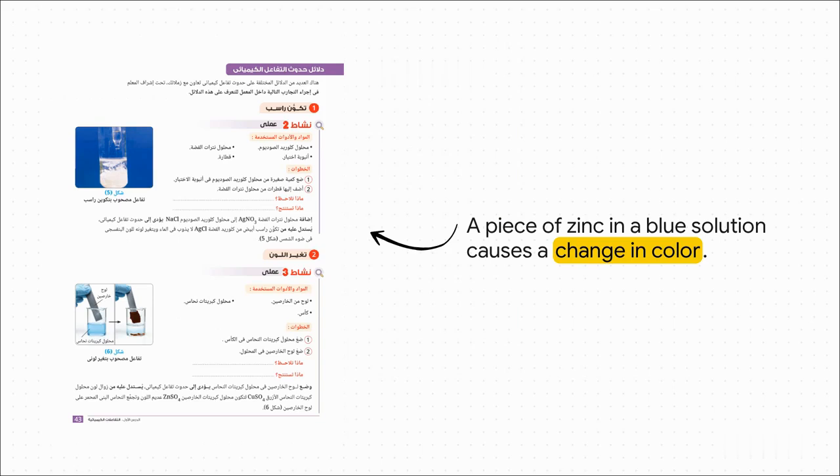Clue number 2, a change in color. Now check this out. We put a piece of zinc into this bright blue liquid, and as the reaction happens, you can see the blue color literally disappearing. This isn't like adding water to paint to make it lighter. The actual chemical that was making it blue is being transformed into something else entirely.